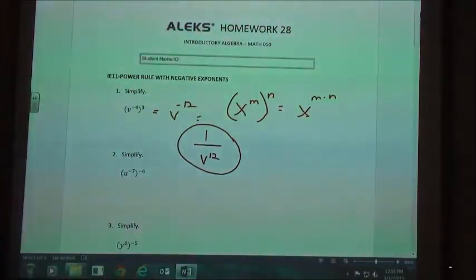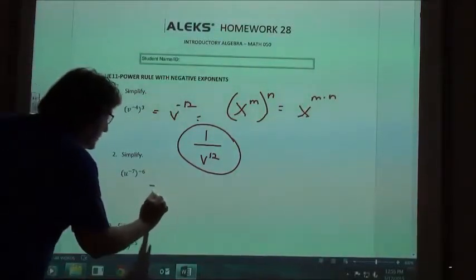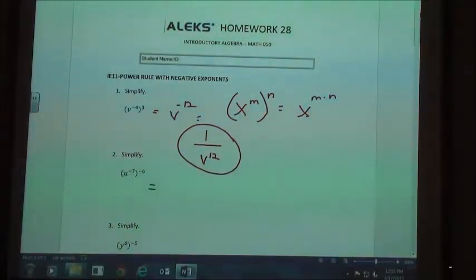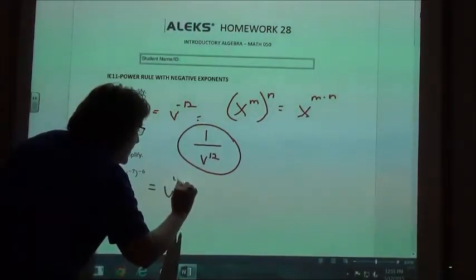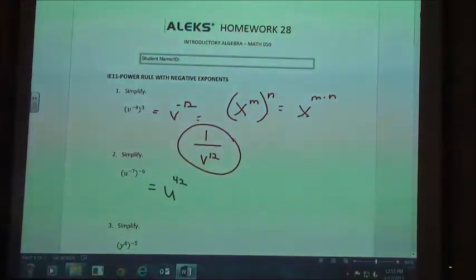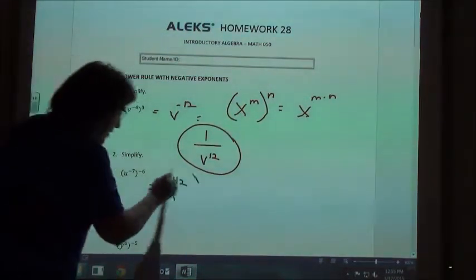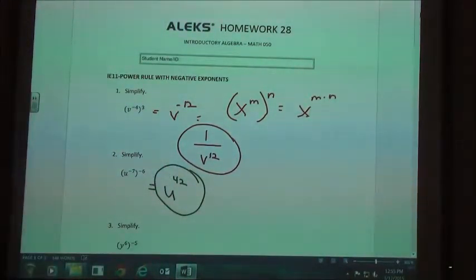Now number 2 then, if I follow my rule, I have u to the negative 7th raised to the negative 6th power, I would get 42. u to the 42nd. This one already has a positive exponent, so we don't have to do anything with it. That's just going to be my answer, u to the 42nd power.